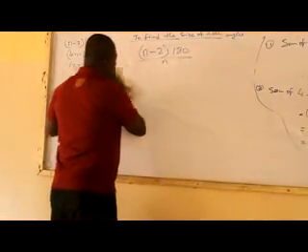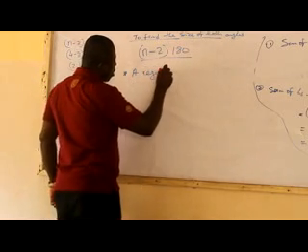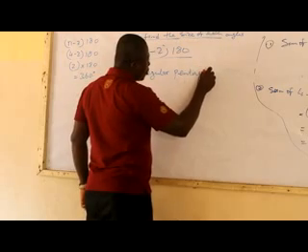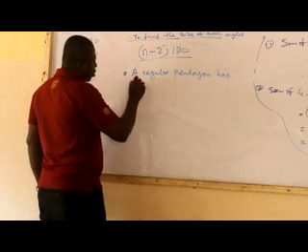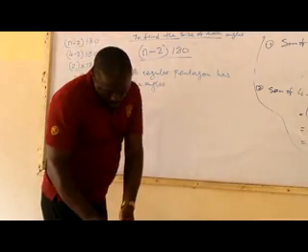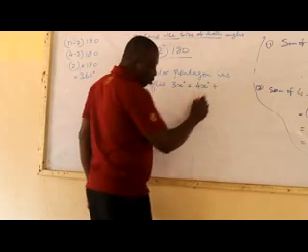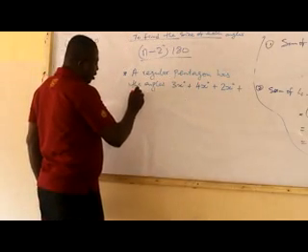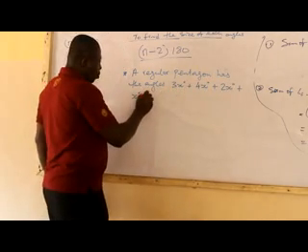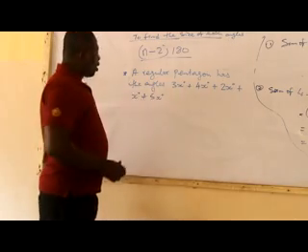The question says a regular pentagon has the angles 3x degrees plus 4x degrees plus 2x degrees plus x degrees plus 5x degrees. A regular polygon has the angles, full stop.